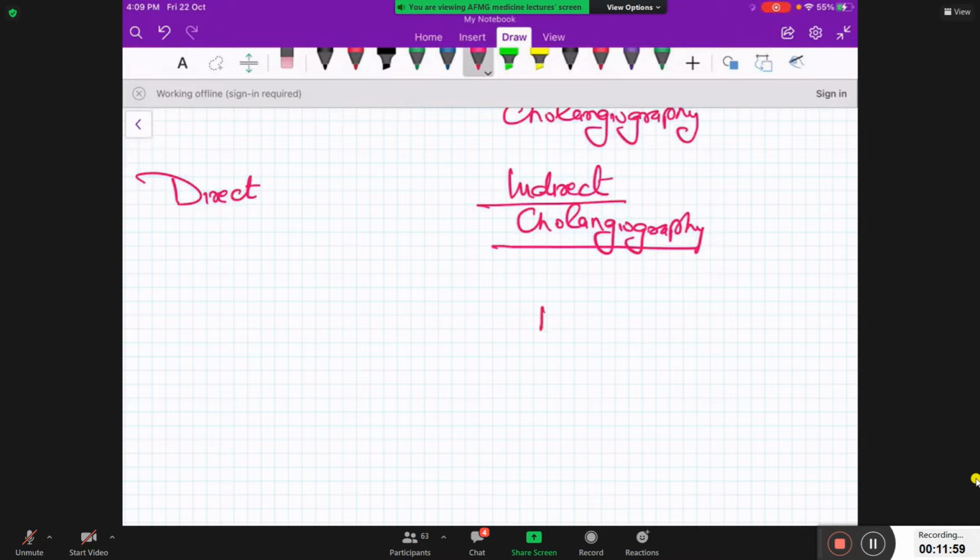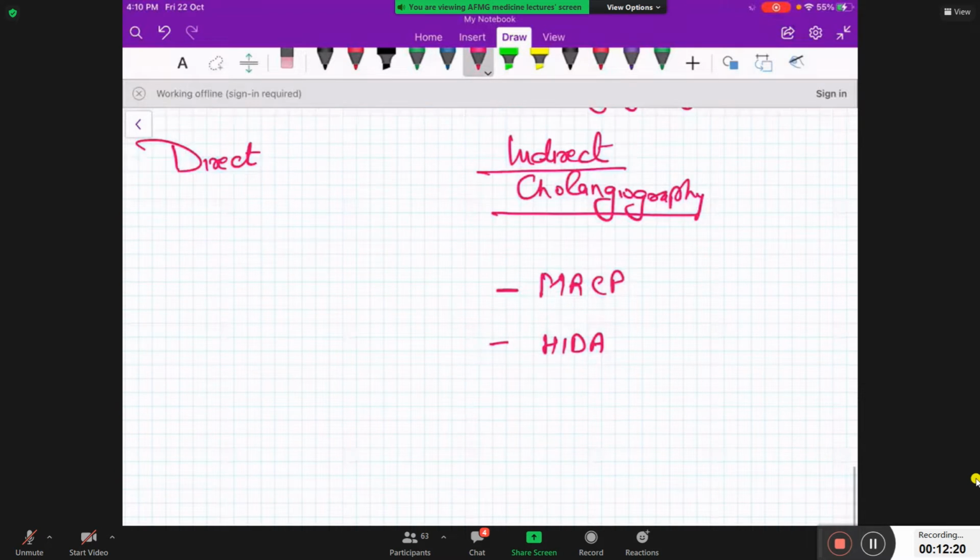Very good. MRCP, magnetic resonance cholangiopancreatography. Very good. IDA scan. The radioisotope is given, and then it is secreted by the liver, and it delineates the biliary channel.